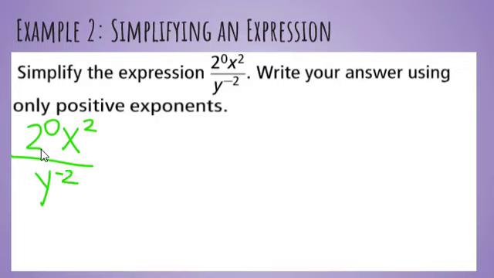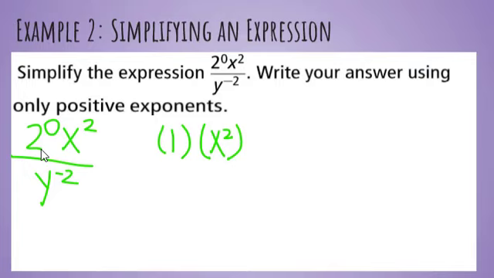And so the way I like to do this is go term by term. So here I've rewritten the problem. 2 to the 0 becomes 1, so I'm going to rewrite my 1 up here. X squared, that's going to stay on the top as well. And then y to the negative 2.